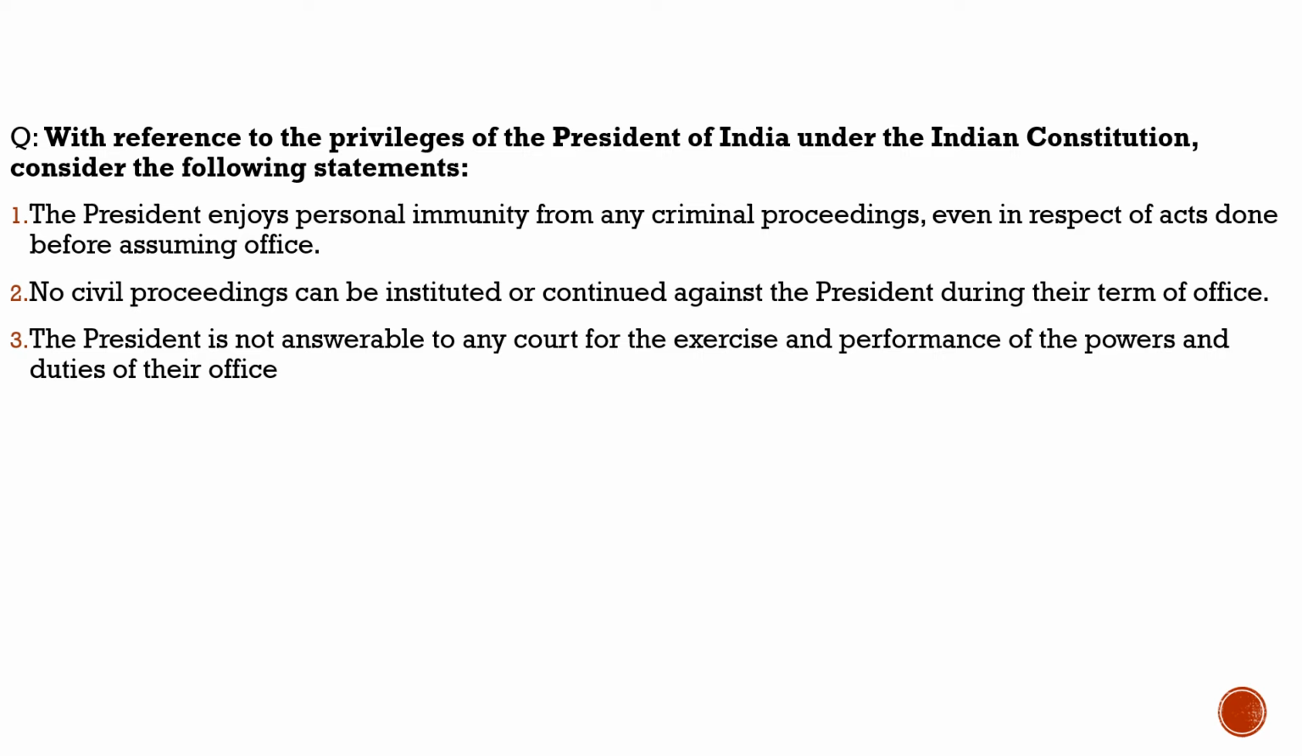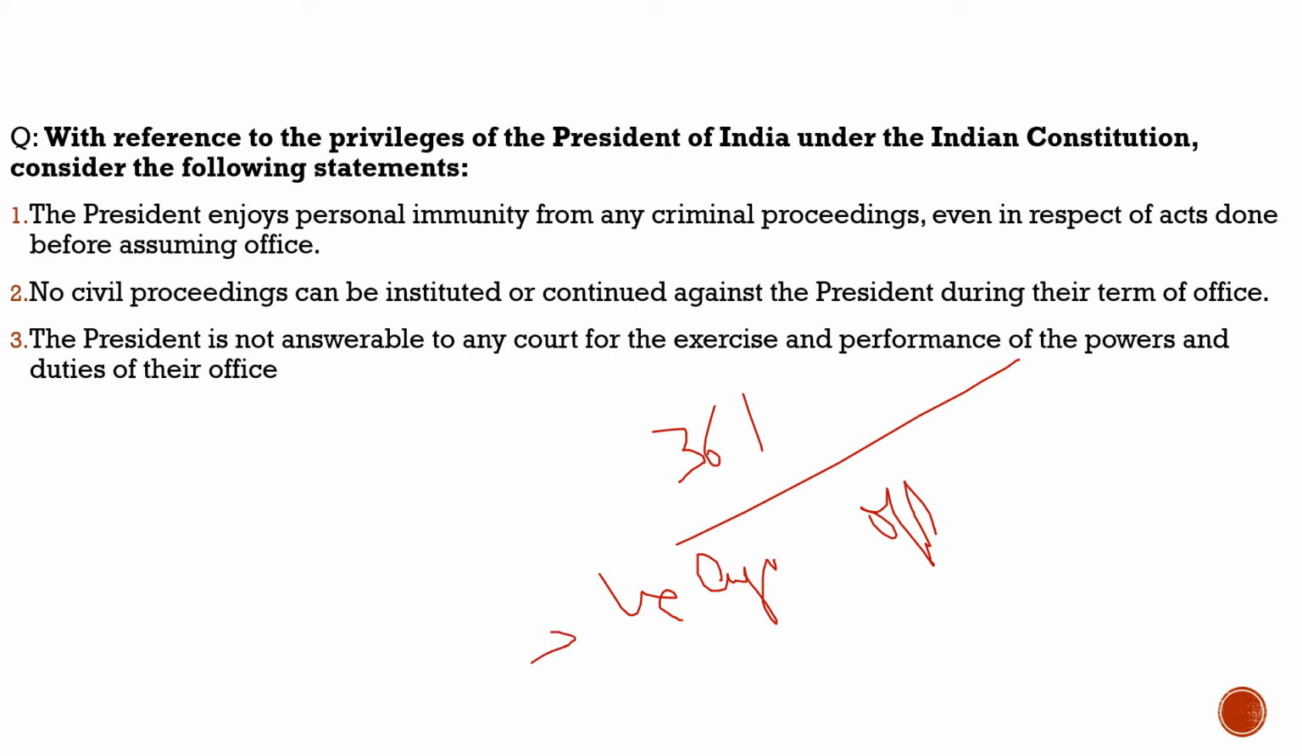These privileges are mentioned in Article 361 of the Indian Constitution. So let's see what these privileges are. First, he enjoys immunity from official acts. Whatever official act he does, he will enjoy immunity. He can't be taken to the court to answer for what he has done officially. Whether that is good or bad, he can't be taken to the court.